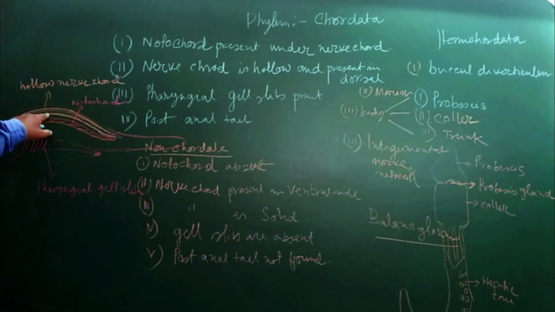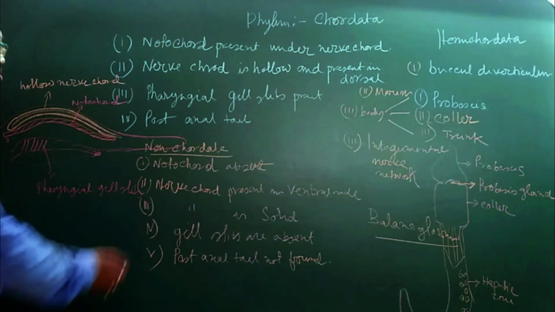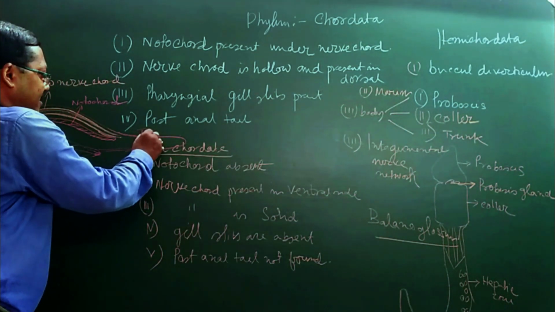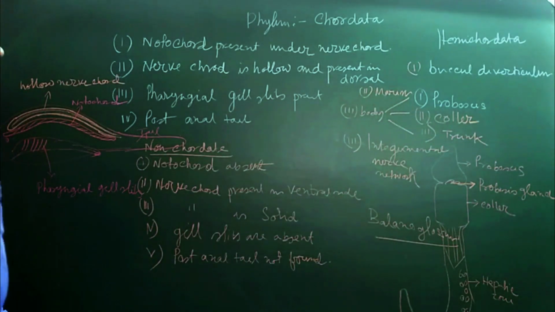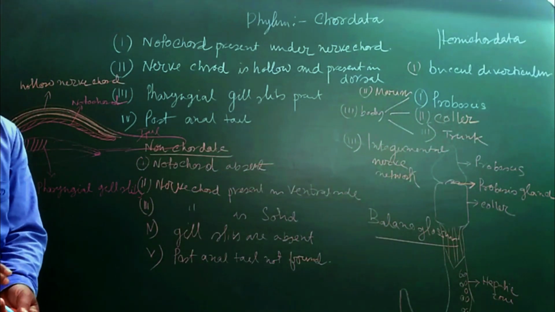This is the nerve cord, but it is hollow. It is dorsally present. Below it, the solid notochord is present, which in some cases is converted into vertebra. This is the post-anal tail. These are the most characteristic features of the phylum Chordata.